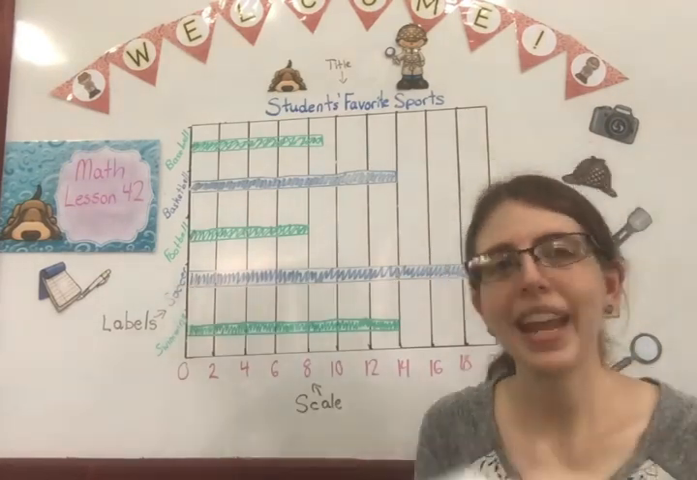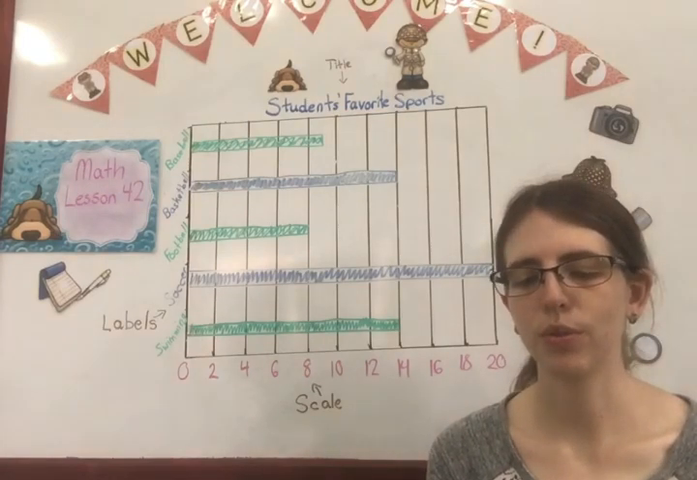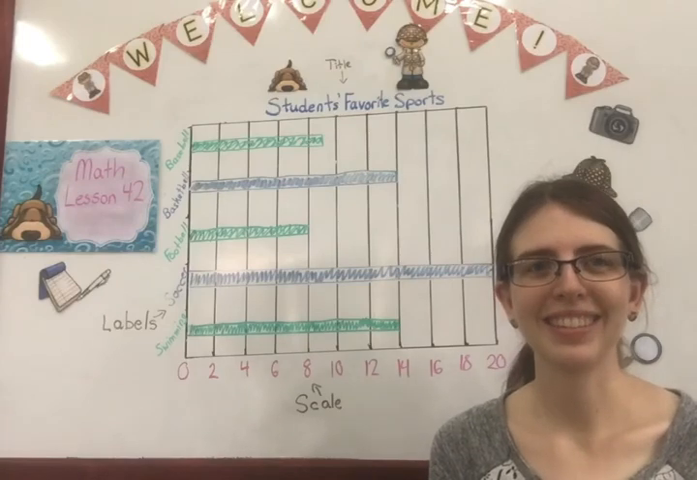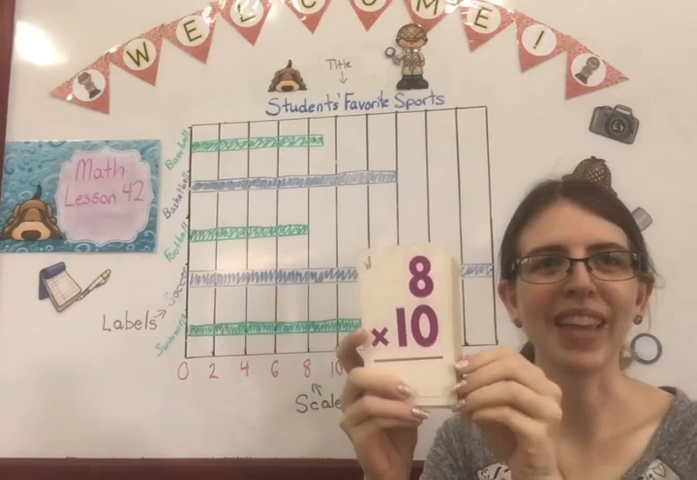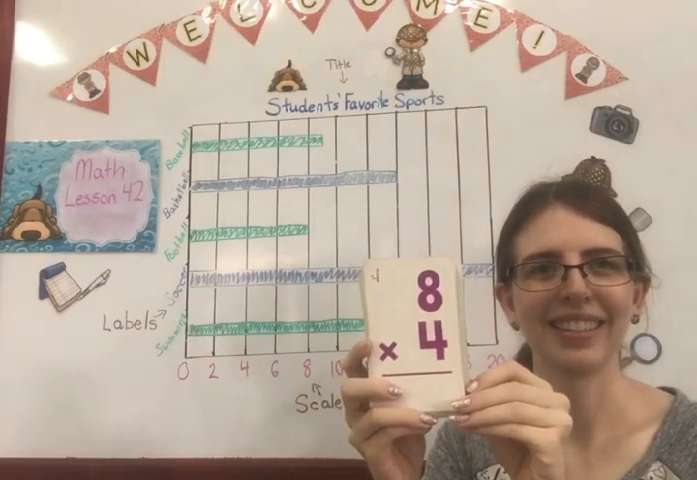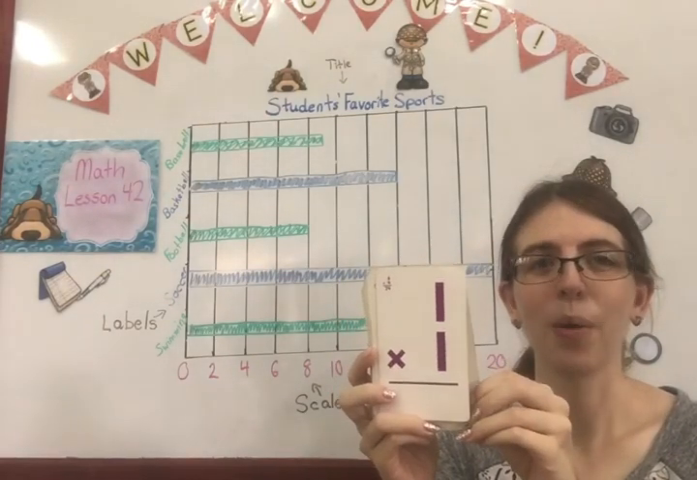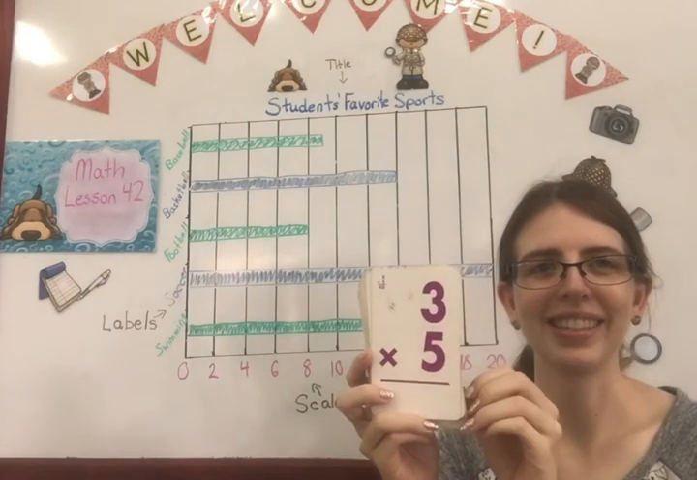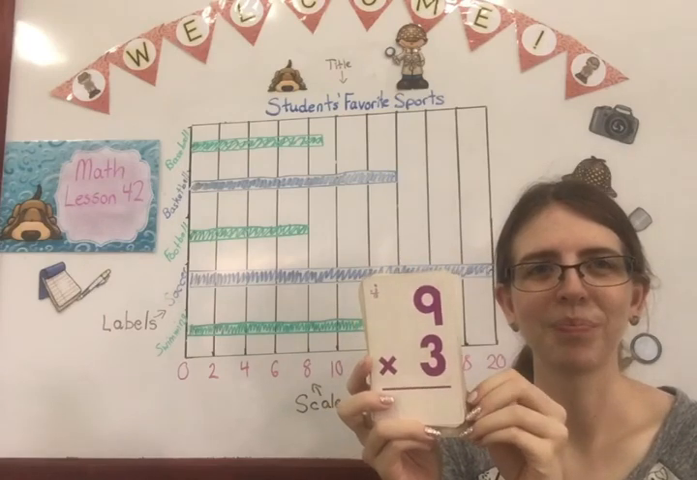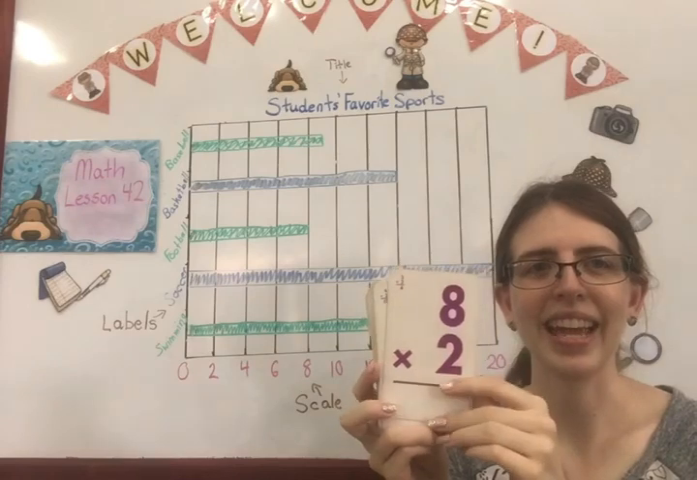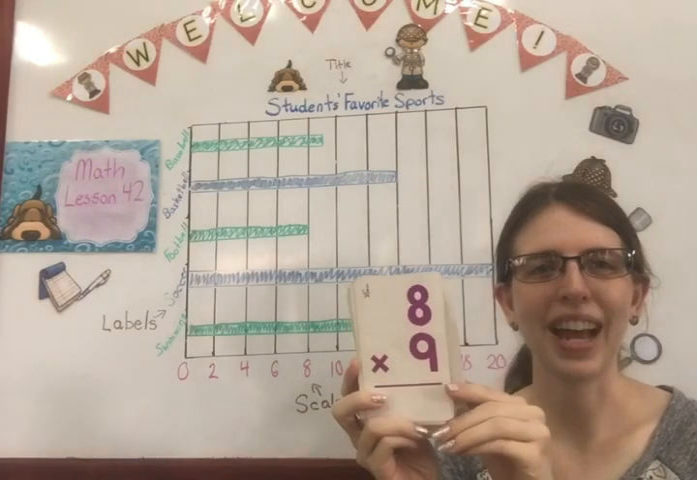Okay, we're going to do 1 minute of multiplication facts. I'm going to mix them up. Here we go. Okay, ready, set, go. 8 times 10 is 80. 8 times 4 is 32. 1 times 1 is 1. 3 times 5 is 15. 9 times 3 is 27. 8 times 2 is 16.